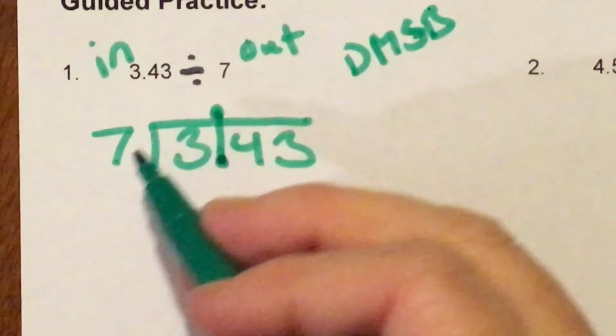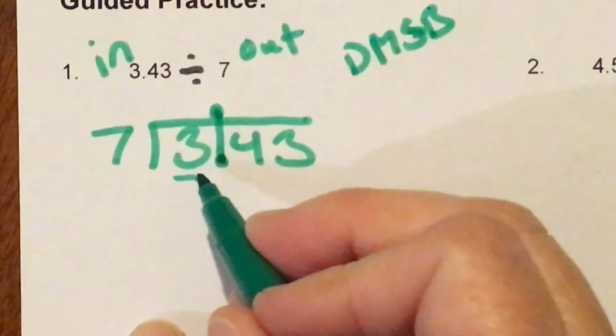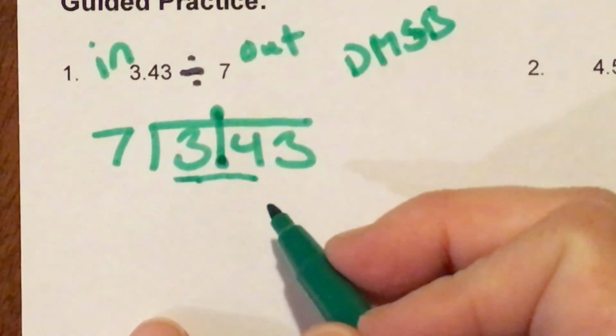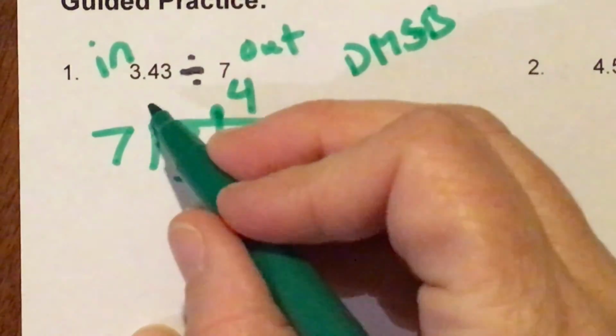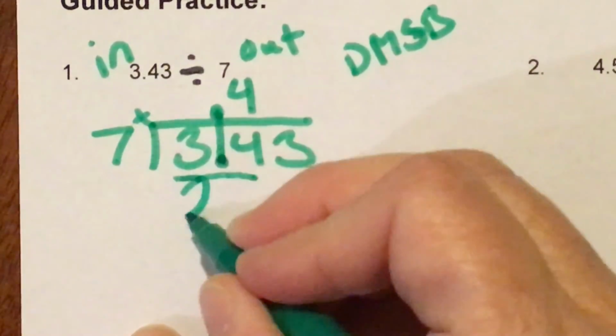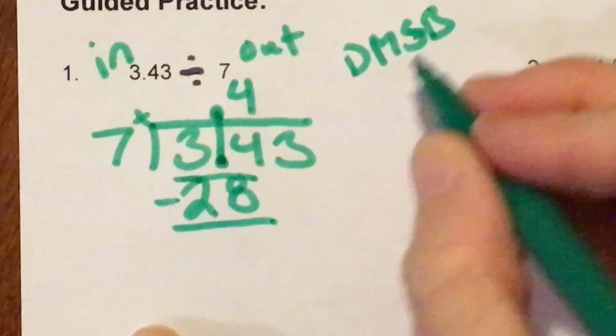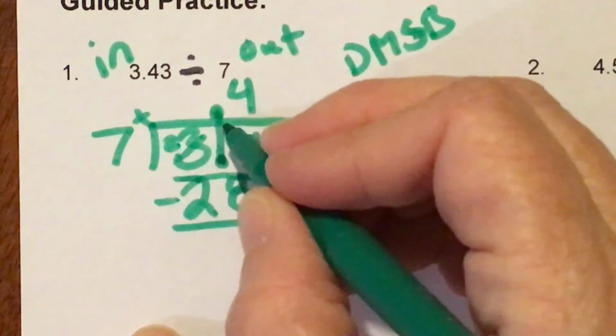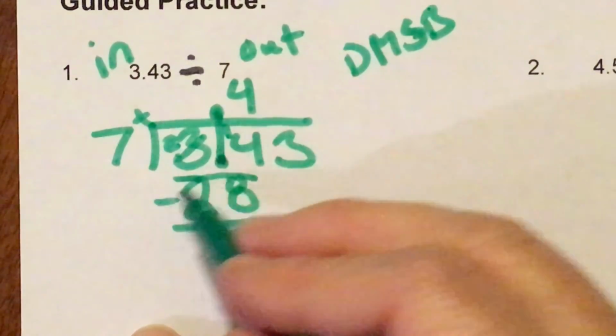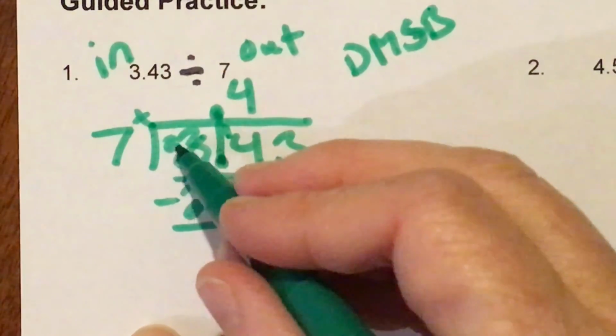So I have 7 can't fit into 3, but it can fit into 34 4 times. So I divided. I'm going to multiply, and I get 28. Now I'm going to subtract. 4 take away 8 is not possible, so I need to borrow. 14 take away 8 is 6, and sorry, that's sloppy.